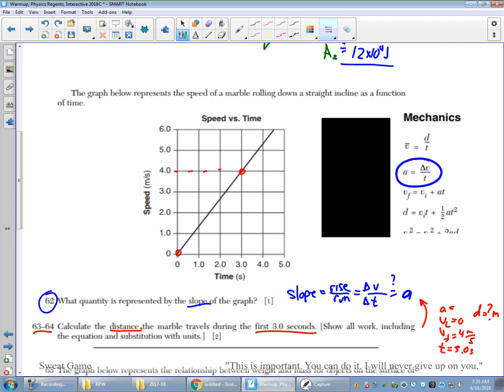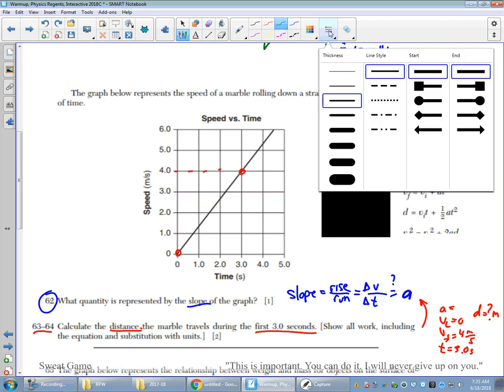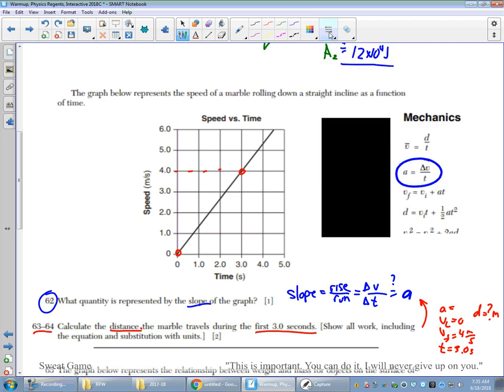But there's another way to skin this cat, and it's not bad practice. That is, how can you get distance from a speed versus time graph? Well, we should know it's not slope because we just saw slope gives you acceleration. The other option is area. Does area actually give you the distance of a speed time? Well, here's how we check.